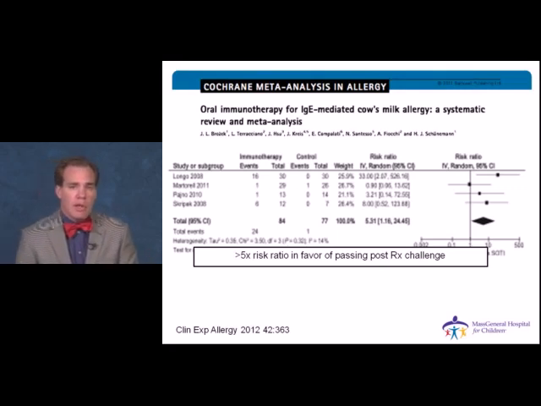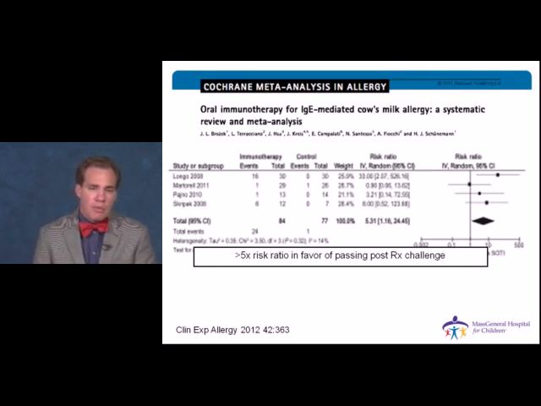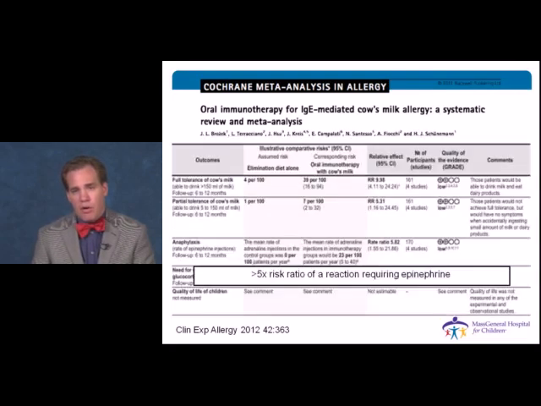So here's one example of why I want to emphasize that immunotherapy is not ready for prime time. This was a meta-analysis of several randomized controlled trials for the use of immunotherapy in cow's milk allergy, and they did indeed show that there was a 5-fold increased risk ratio in favor of passing a post-treatment challenge. So after treating people for the better part of a year, they were able to tolerate more milk on challenge than they were before that.